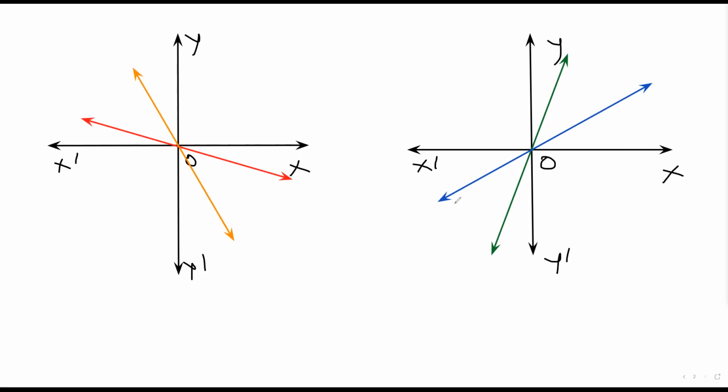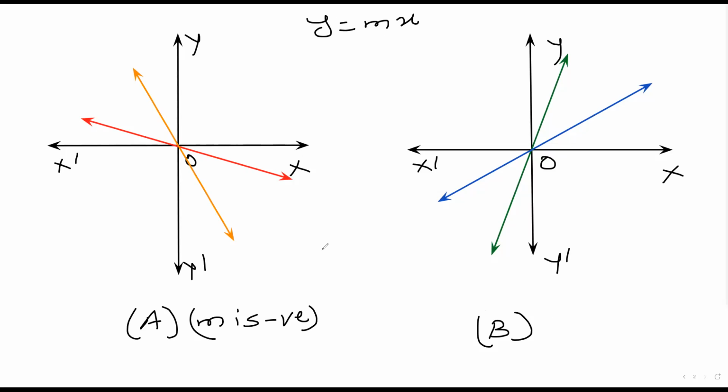What is the difference between these two? The typical equation is y is equal to mx. I told you these two lines, the A part and B part, are similar, but not the same. The inclination is different. Inclination means slope again. Here in A, m is negative. For example, y is equal to minus 2x and y is equal to, let's say, minus 5x.